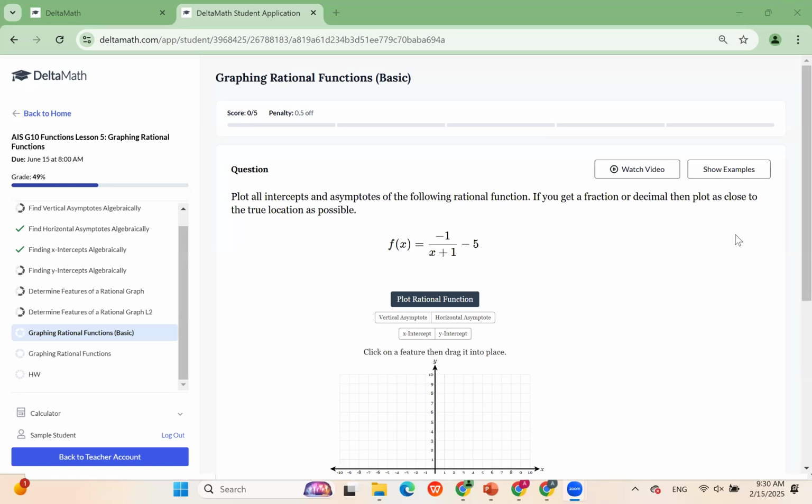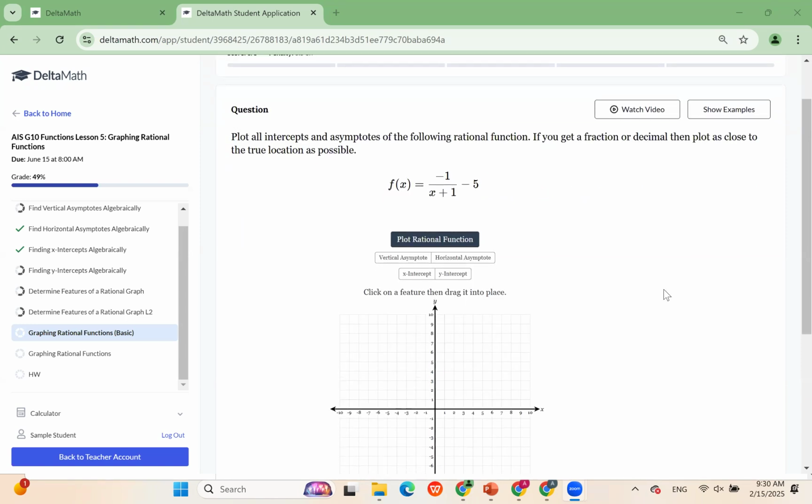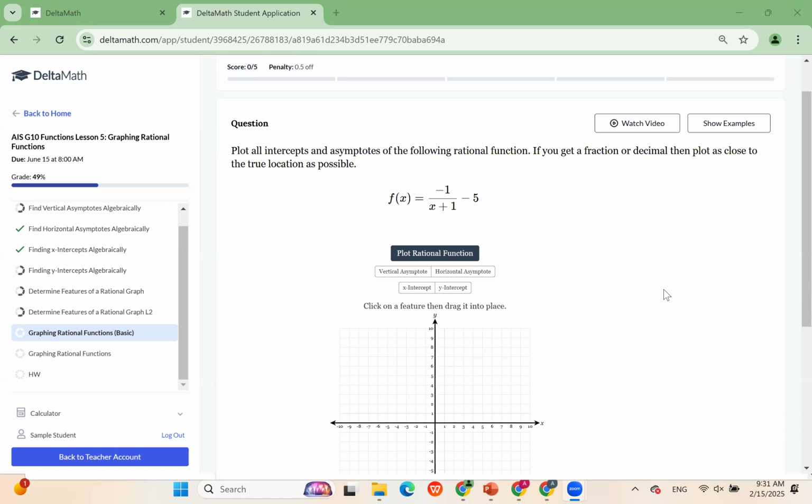Hello and welcome to this video in which we shall discuss how to graph rational functions using everything we've learned about asymptotes and intercepts. In order to graph a rational function, we need to figure out what the vertical asymptote is. The vertical asymptote is obtained by solving for the denominator. So for the vertical asymptote, we have x plus 1 equals 0, so x equals -1. Let's click on vertical asymptote and drag the asymptote to -1.